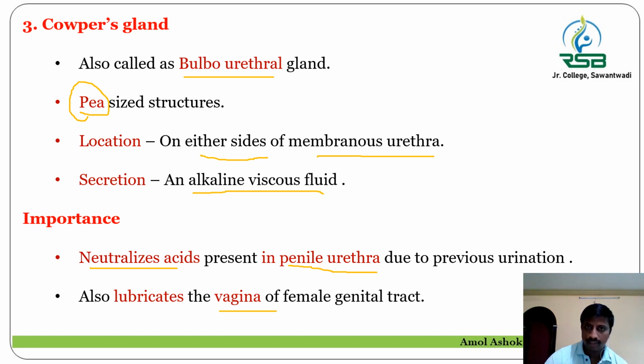So these are the three accessory glands present in the male reproductive tract, that is the seminal vesicles, the prostate gland, and the Cowper's gland.